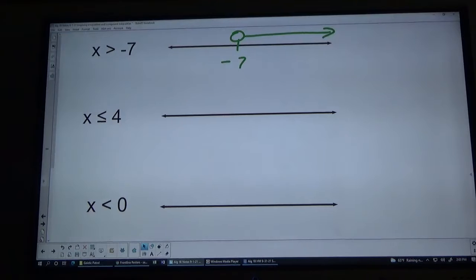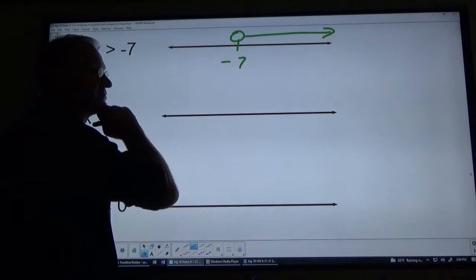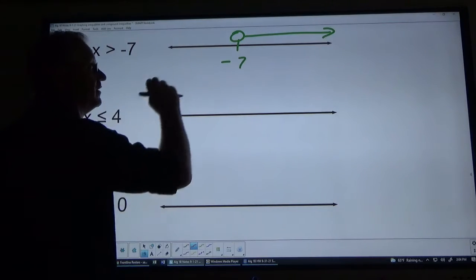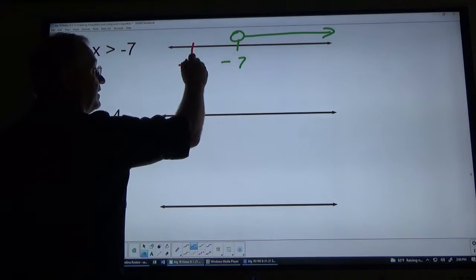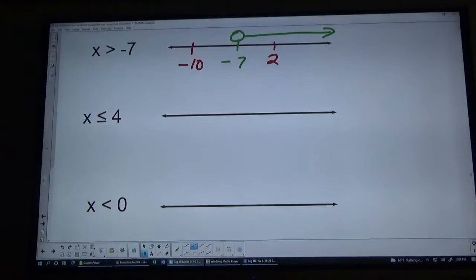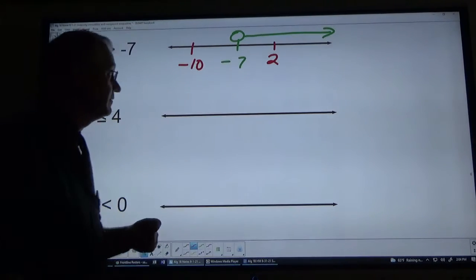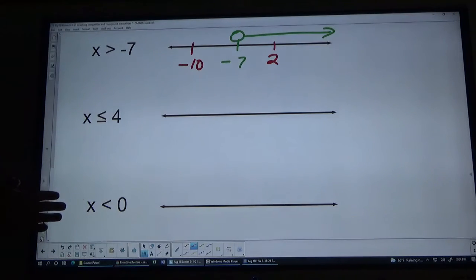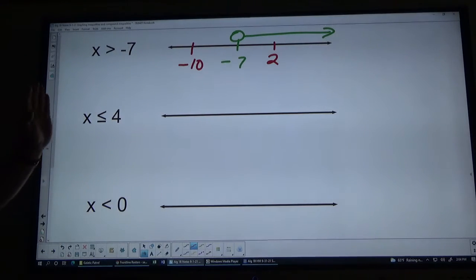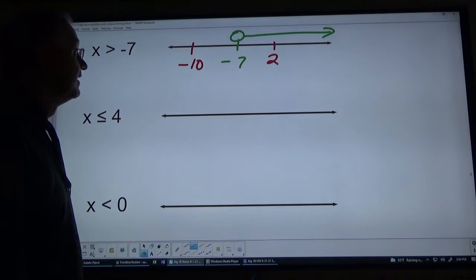I strongly urge you to always include a number on either side of the number you're working with. So -7, I could put -10 and +2, for example. It does not have to be equidistant from it. I don't care whether it's -10 and +2000, as long as you've got an accurate number on either side, to say that there's a number on this side and a number on that side, and they're in the right place, so that I know you know which direction it's going.